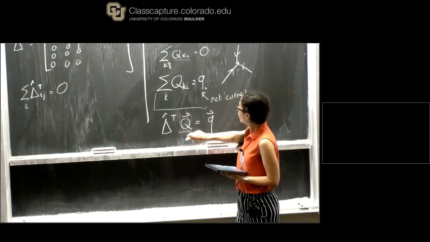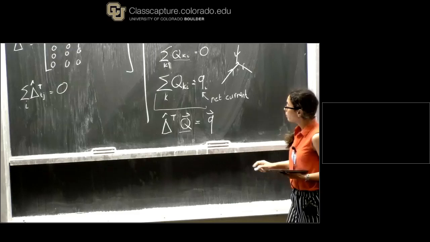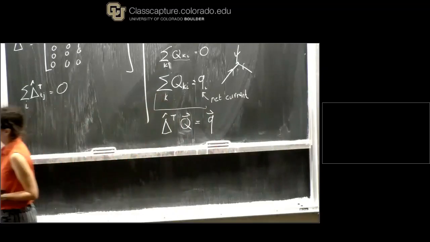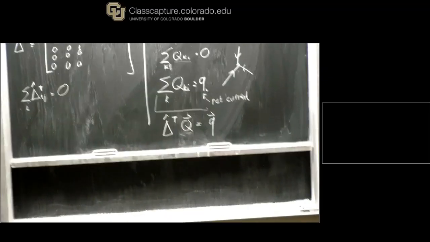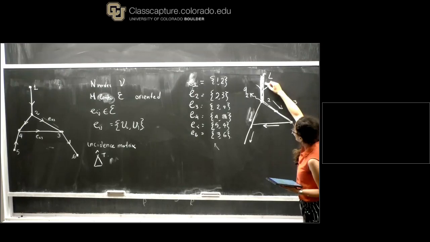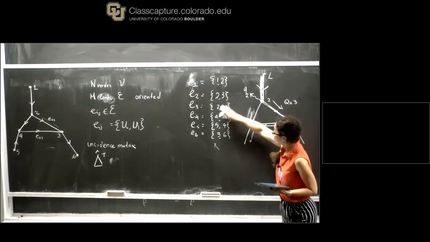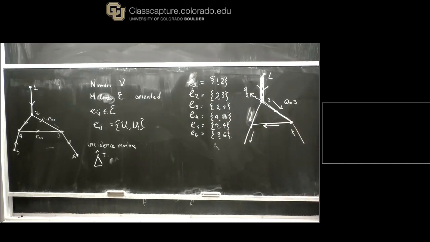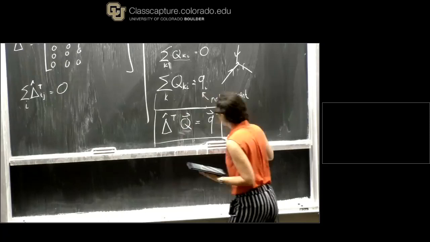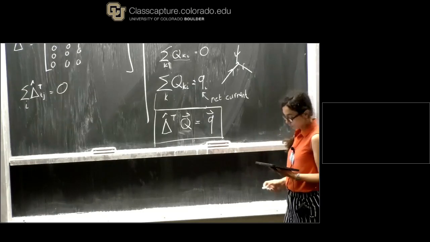Now I can take all these Q's and write them as an n by n matrix, but these Q's are also a field that lives on the edges. I can write them as a vector where the first entry of the vector is the flow in edge 1, the second entry is the flow in edge 2, and so on and so forth. And if I do that, I can write my conservation equation in a very simple, very concise form.